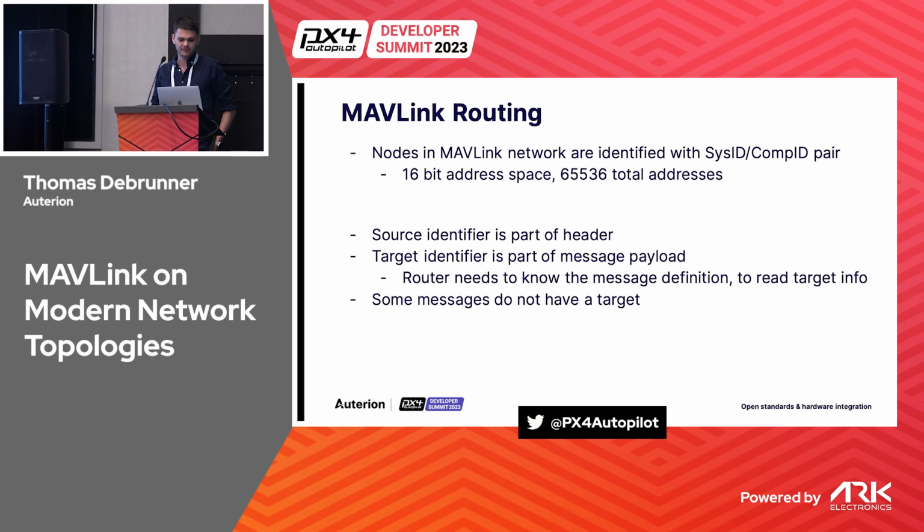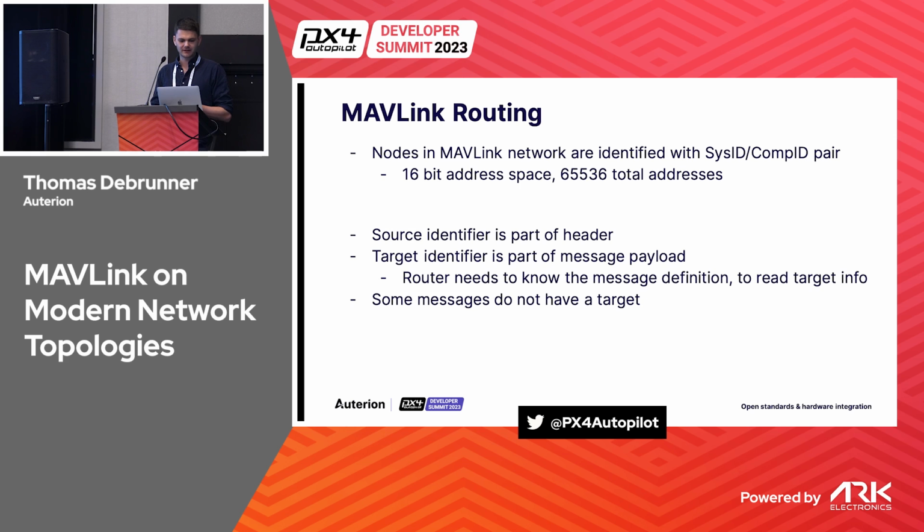So how does it work in MAVLink? We have a system ID and a component ID. Both are 8-bit, so in total you technically have a 16-bit address space. So we have 65,000 total addresses that you could use. You're never going to get there because you'll have scalability issues way before that. Even below 100, you'll have scalability issues that will probably prevent you from getting further. But technically, this is the total number of addresses.